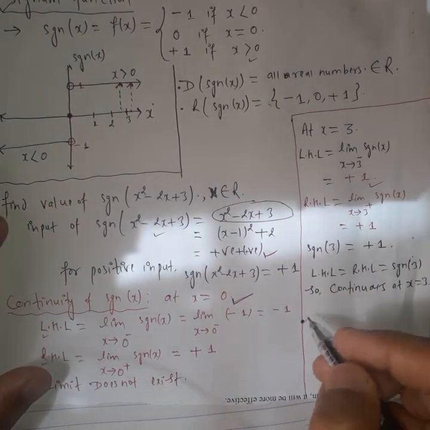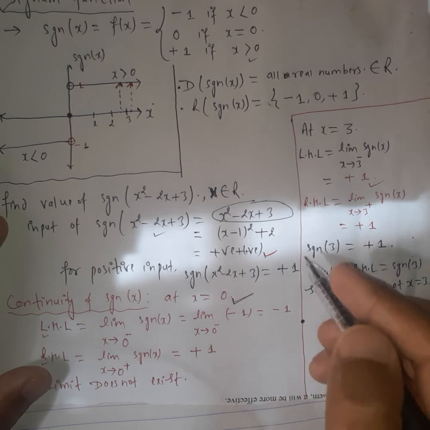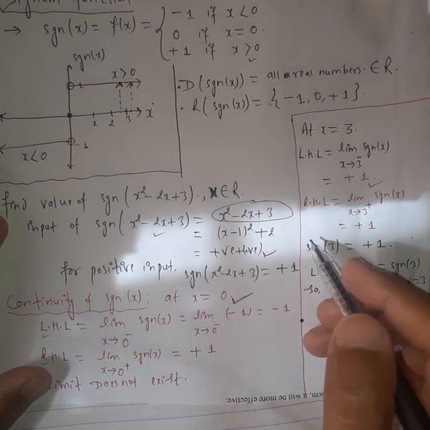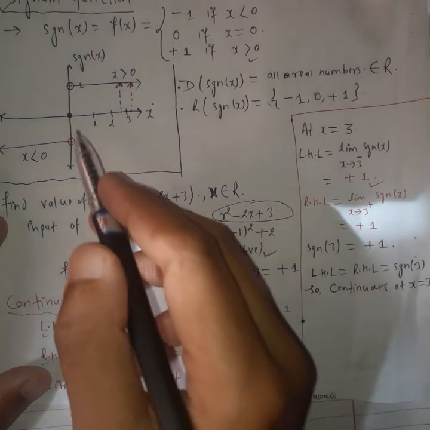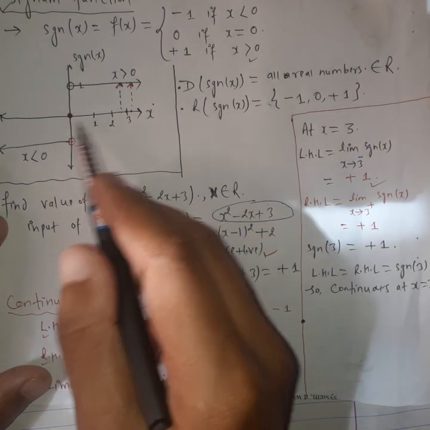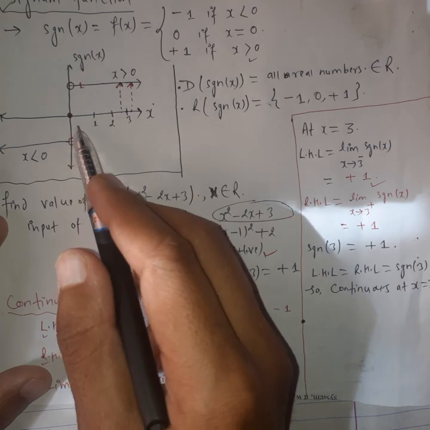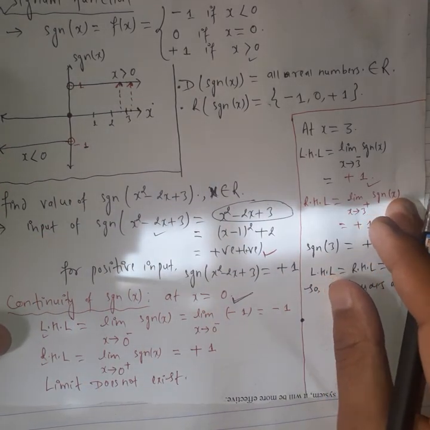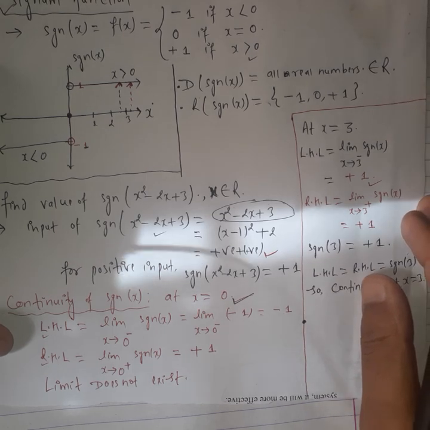Please remember the point: the signum function is continuous at every point except the input 0. If the input is 0, then the function will be discontinuous, and otherwise the function will be continuous at every input. This is all about the signum function.